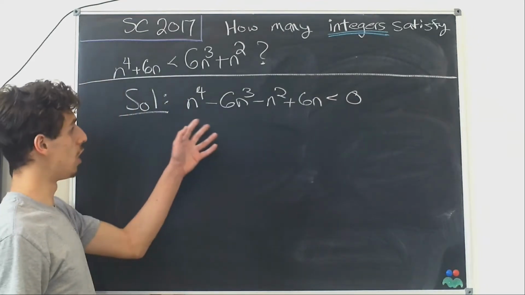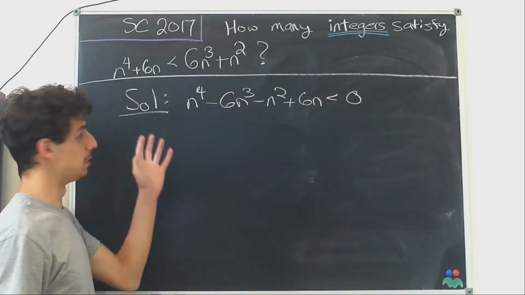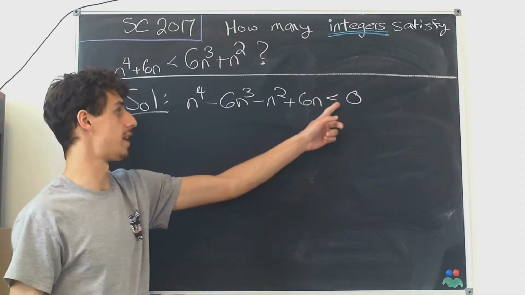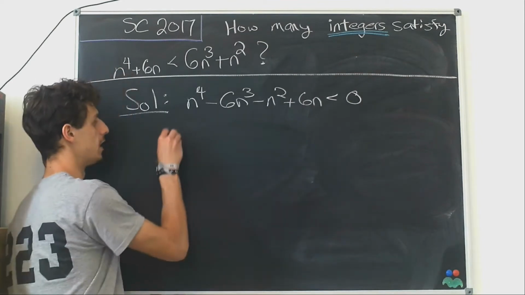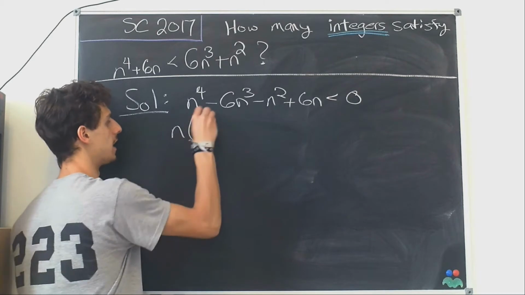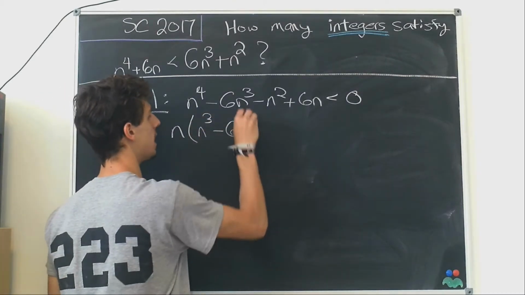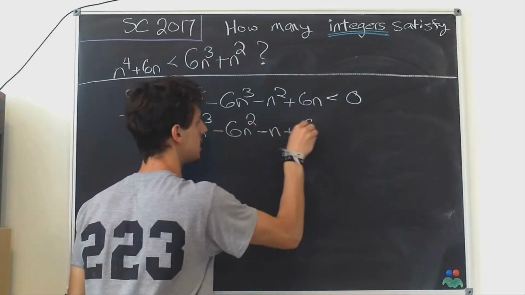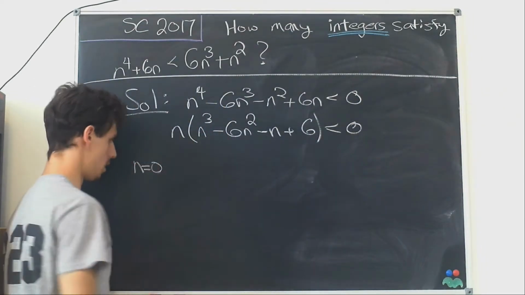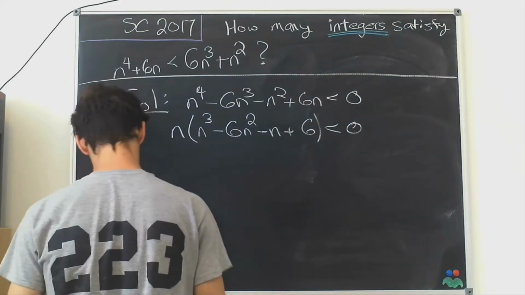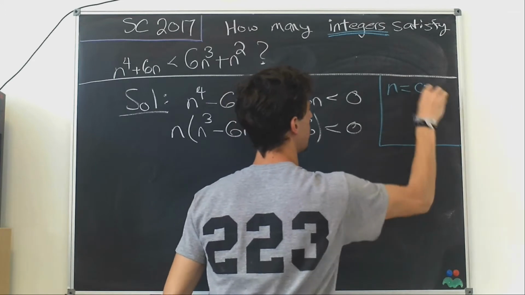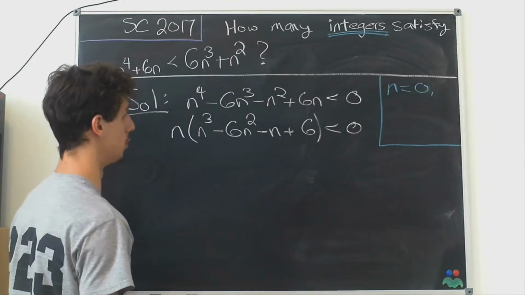But now the way we solve for these kinds of inequalities is we factor this polynomial and then look for the ranges between the zeros that satisfy our condition here. So we can factor n out first because all the left-hand side terms contain an n. That gives us n cubed minus 6n squared minus n plus 6 is less than 0. So we know that n equals 0 is a zero. And I'll go ahead and put all the zeros over here in blue.